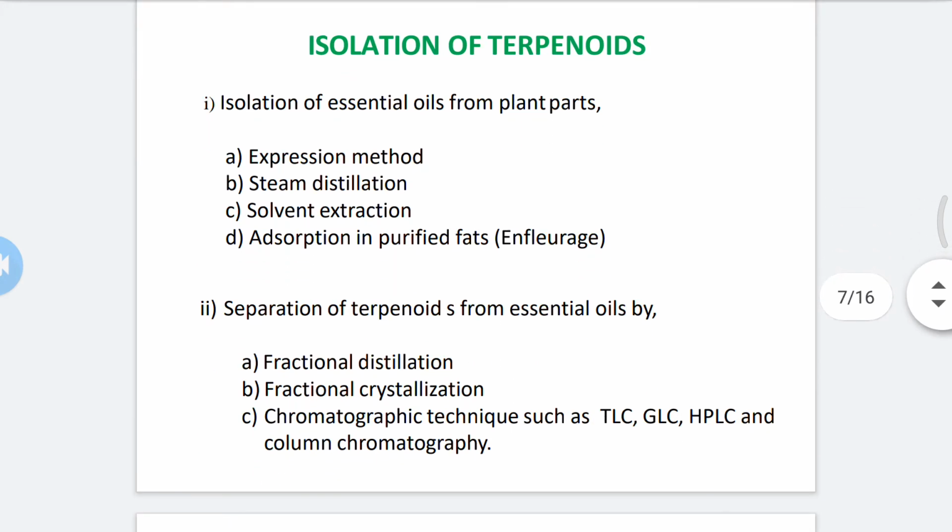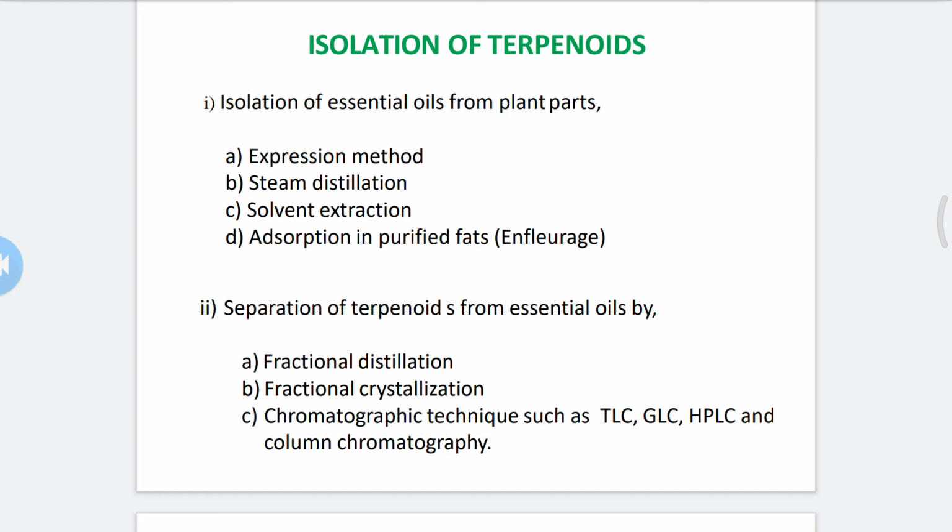Next is the isolation of terpenoids from plants, that is, isolation of essential oil from plant parts. There are four methods for isolation: first the expression method, second steam distillation, third solvent extraction, and fourth adsorption in purified fats. These are the four methods for isolation of essential oil from plant parts.